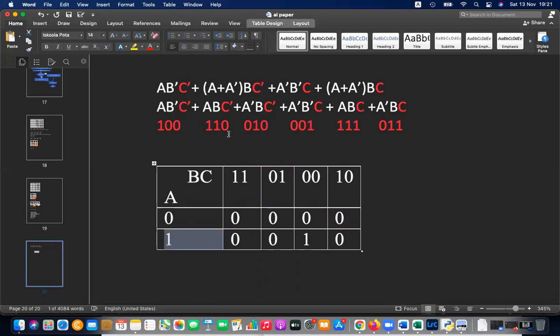A1, B1, Z0, this one. Then 0, 1, 0: A0, B1, Z0. Then 0, 0, 1, this one. Then 1, 1, 1. A1, B1, and 0, 1, 1. 0, 1, 1.